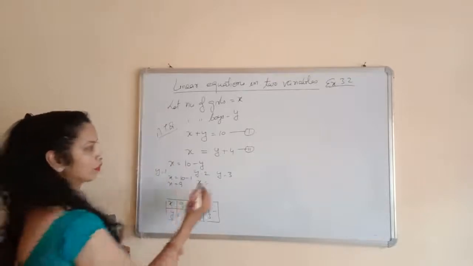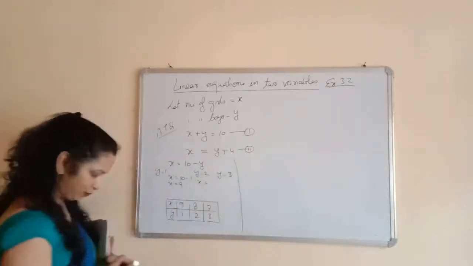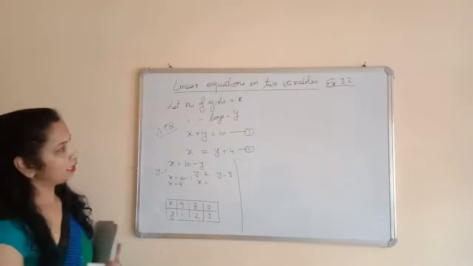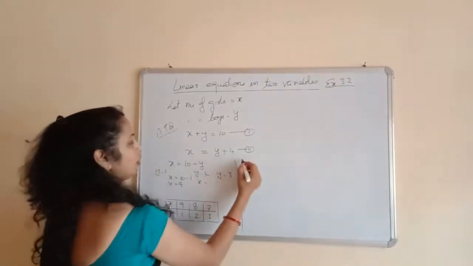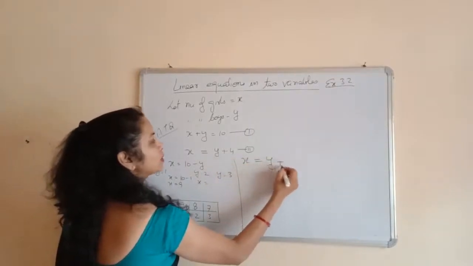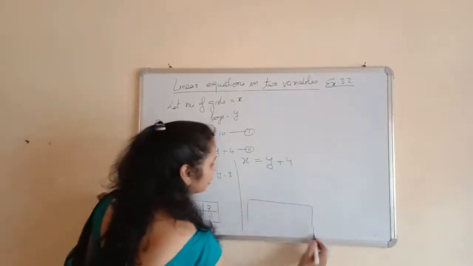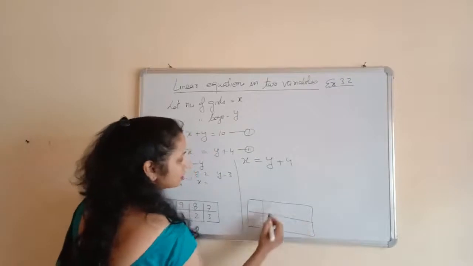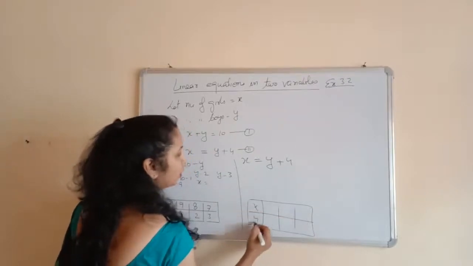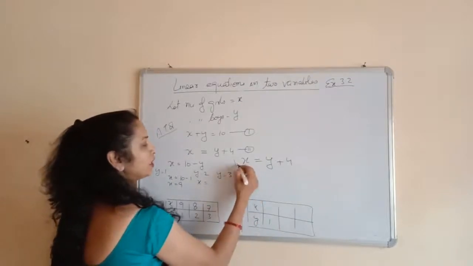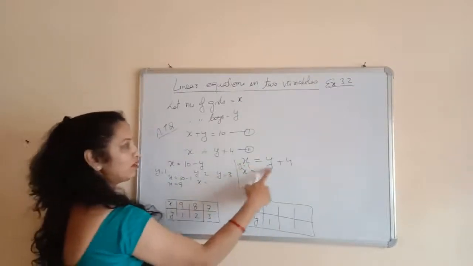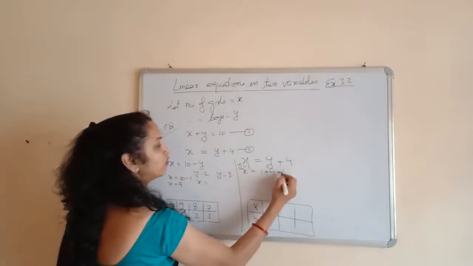And again we are going to find the table for the other equation. Okay, I think I have a very small board. So if x is equal to y plus 4, then we are going to make a table here like this. Now we put the value of y here. If y is equal to 1, then x will be 1 plus 4, it will be equal to 5.